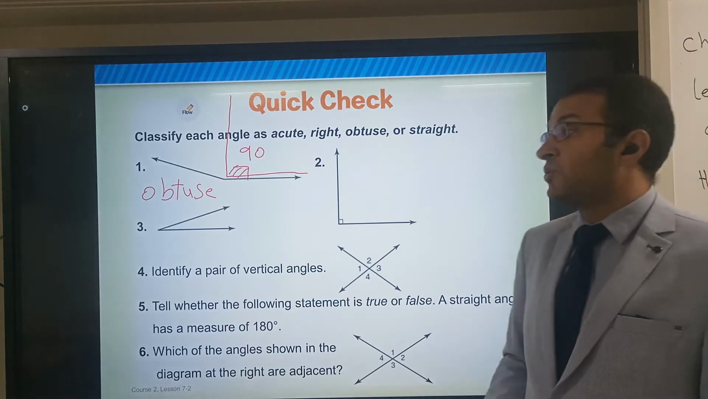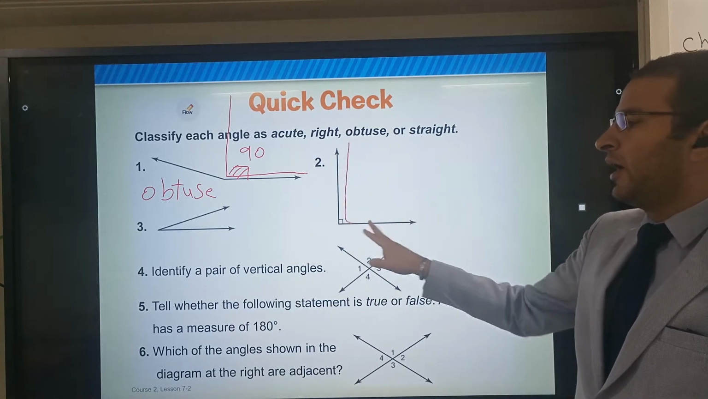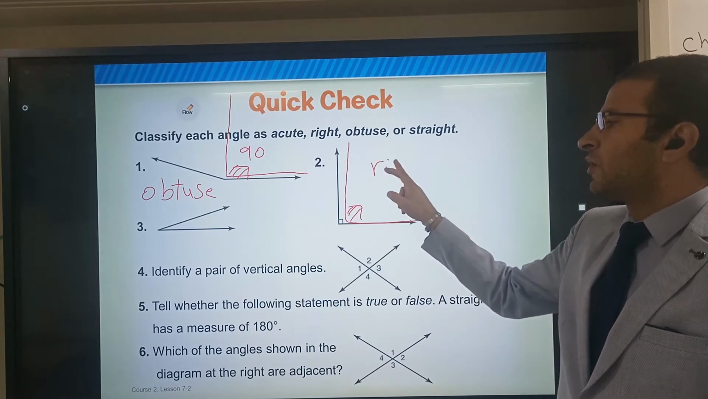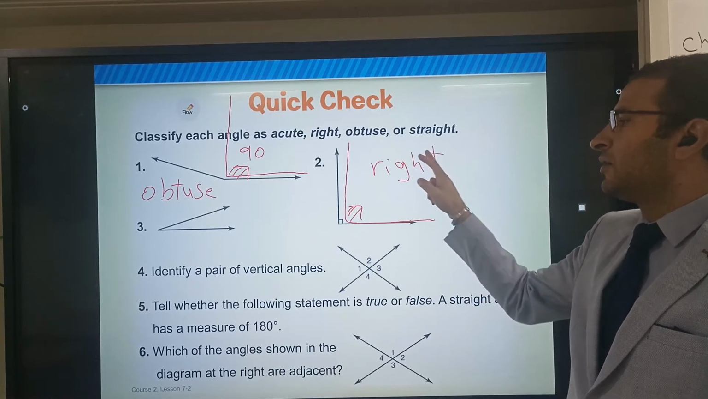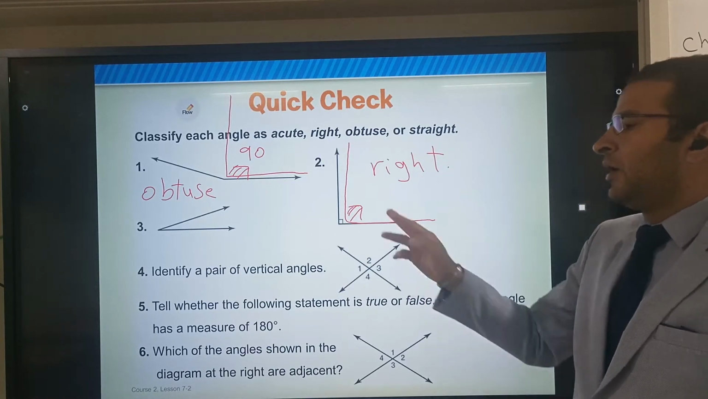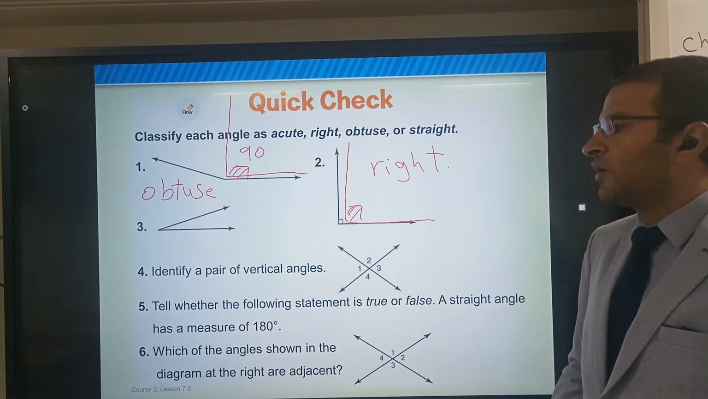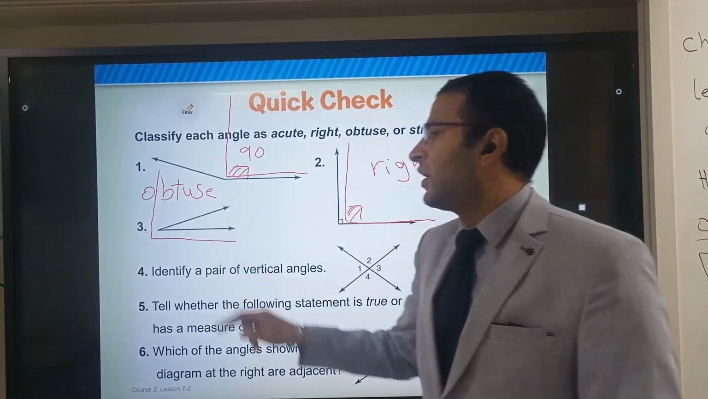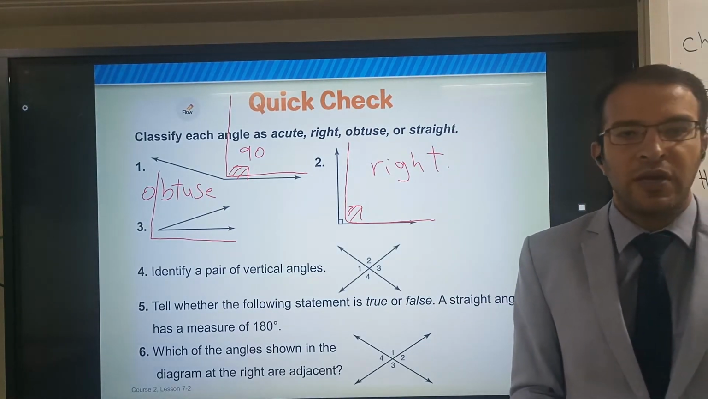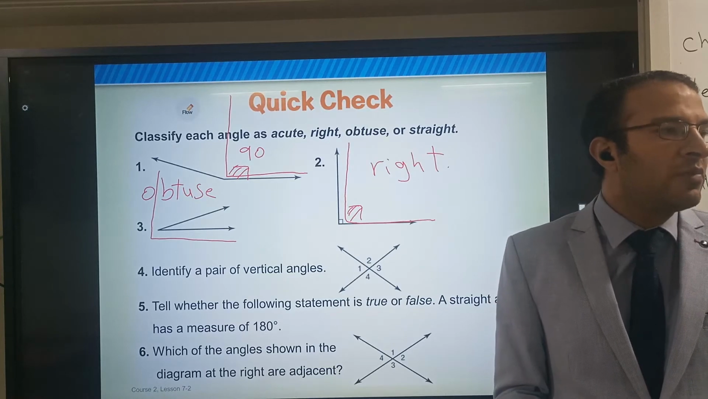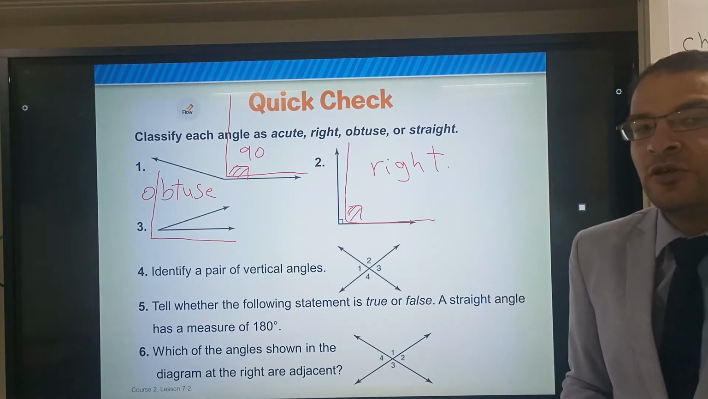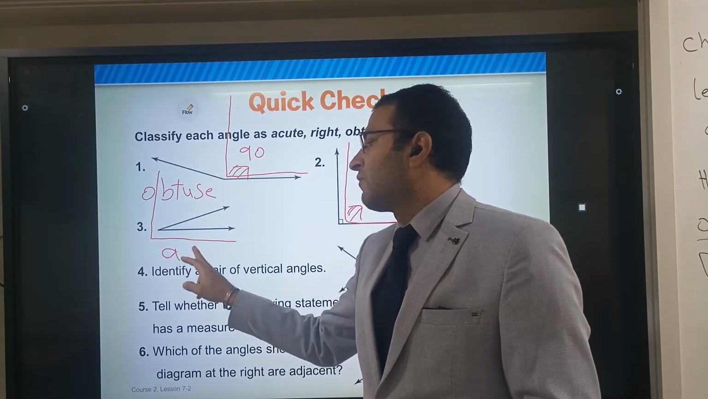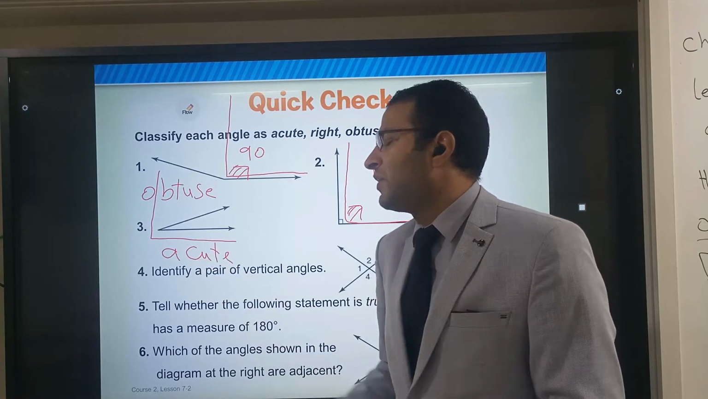Here is the second one, number 2. You can see that this one looks like my letter L. This one will be a right angle, so the measure of this one is exactly 90. If the angle is exactly 90, it will be a right angle. The next one, number 3: I have a small angle. This angle is smaller than 90, so it is less than 90. So you can say this angle will be an acute angle.